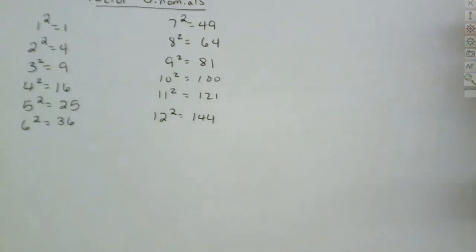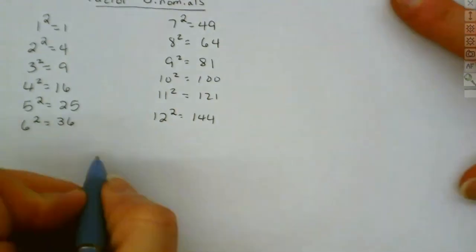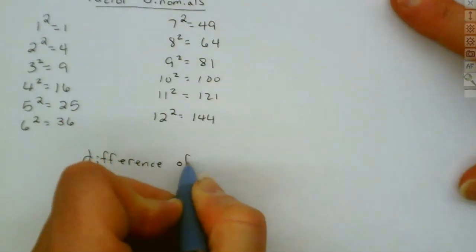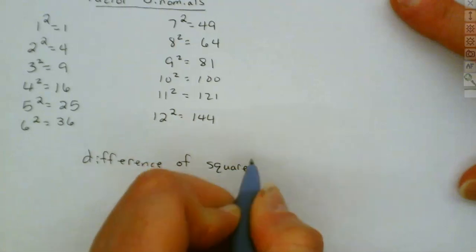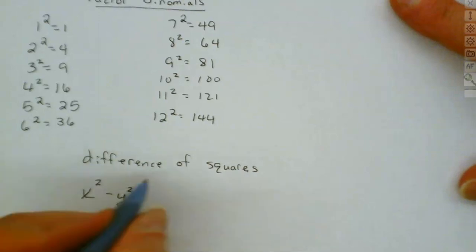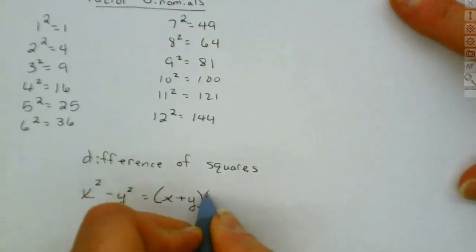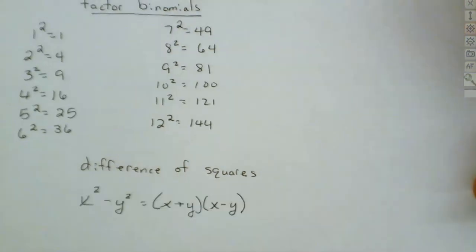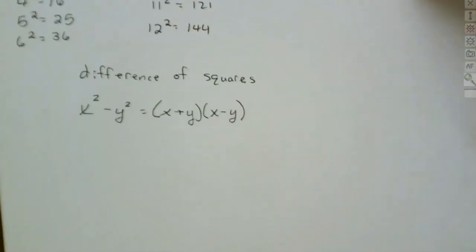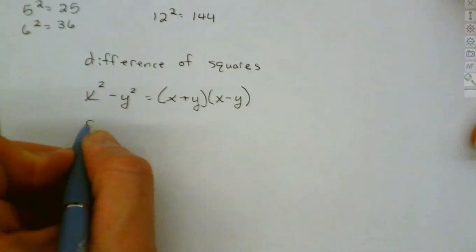Here's our formula for a difference of squares. The difference of squares formula is this: x squared minus y squared equals x plus y, x minus y. All we're going to have to do is see what squares we have and then make them fit into this formula. So it's very, very easy. So let's start off with a few of these.